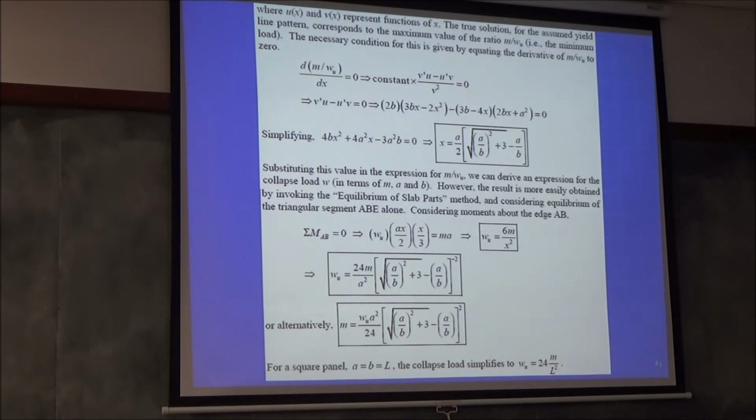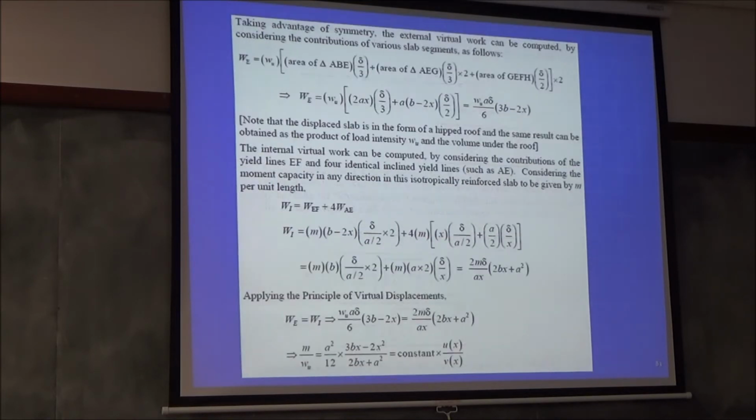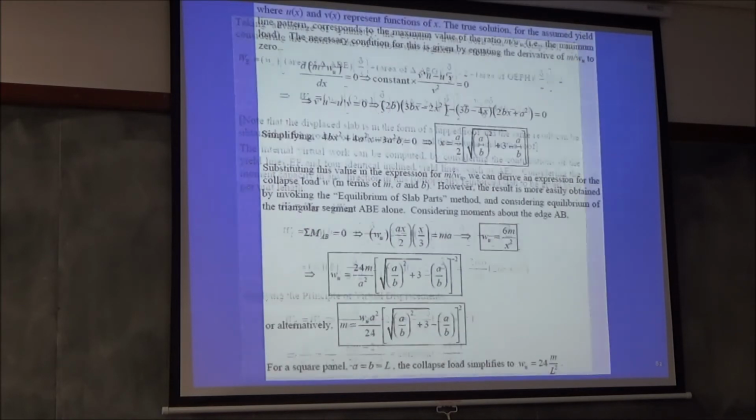Got it? By the way, this problem was cracked 50 years ago. Johansen did it. Hats off to him. Then he said, now is the tricky part. If you take this equation and you put it back here, it's going to be messy. So people said there's a clever thing you can do now. You can combine the principle of virtual work method with the equilibrium of slab parts method and you can get a quick answer. How do you do that?